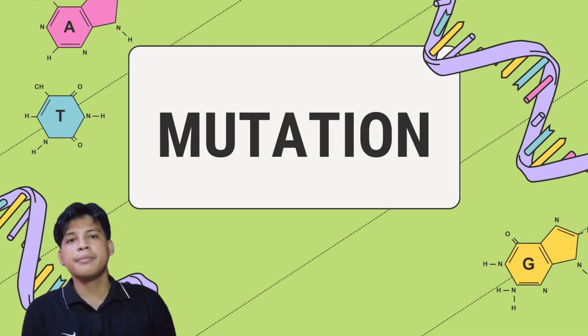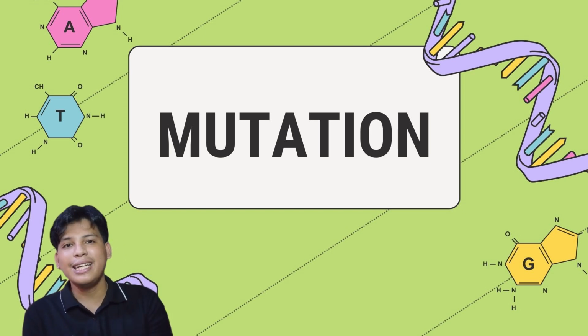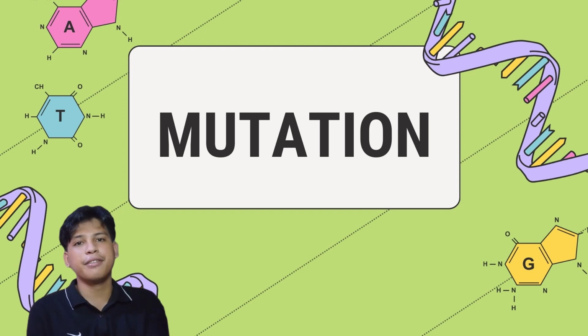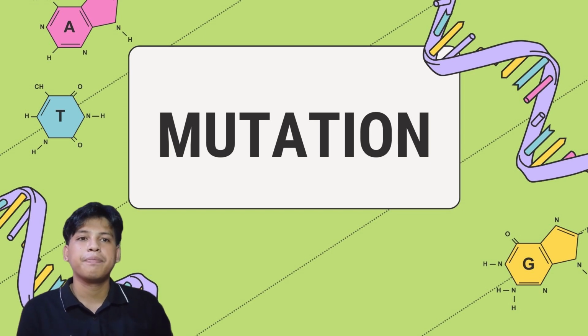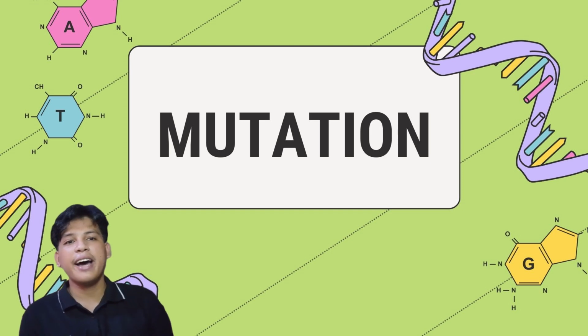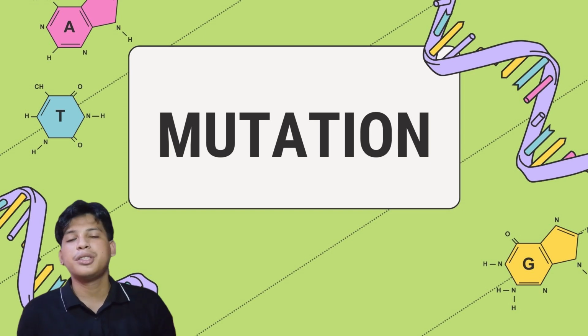Now, to sum it up, mutations are changes in the DNA sequence that happen naturally or due to things like radiation or chemicals. Mutations can be neutral, harmful, or beneficial, and they play a huge role in how species evolve over time. And although some mutations can lead to diseases, others have helped life on Earth adapt and thrive.